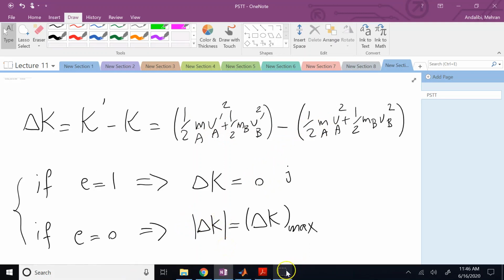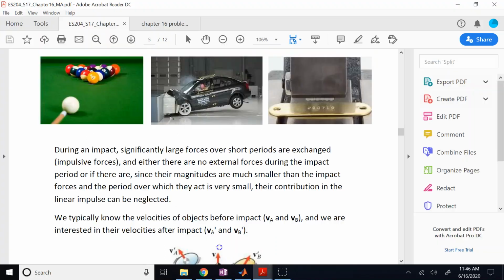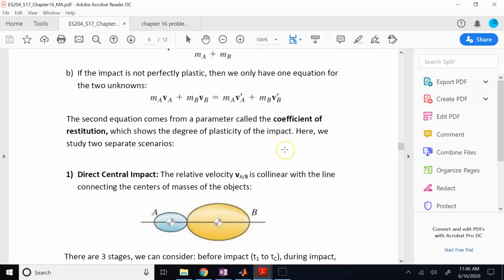Okay, so that is the other problem. Okay, I guess we have formulated this problem.